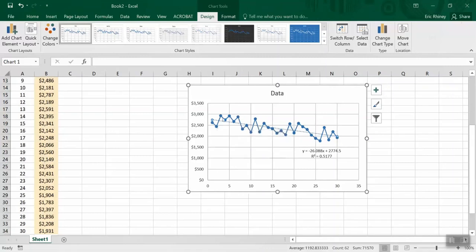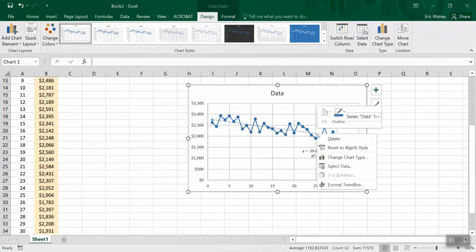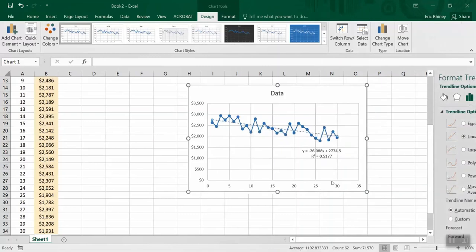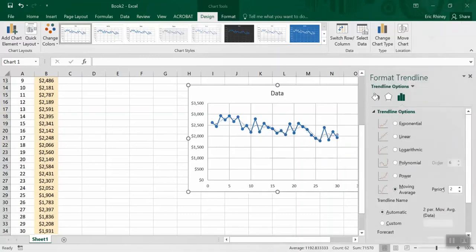But looking at this, if we were to use a 2-month moving average, and I'm going back over here to my moving average, and I'm going to do 2 periods, we could see that it is doing a much better job of following what's going on in the data, and it seems to be doing a decent job.